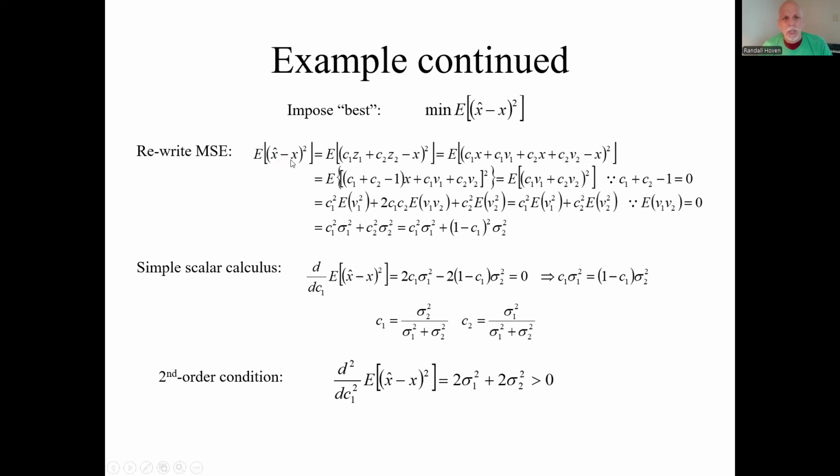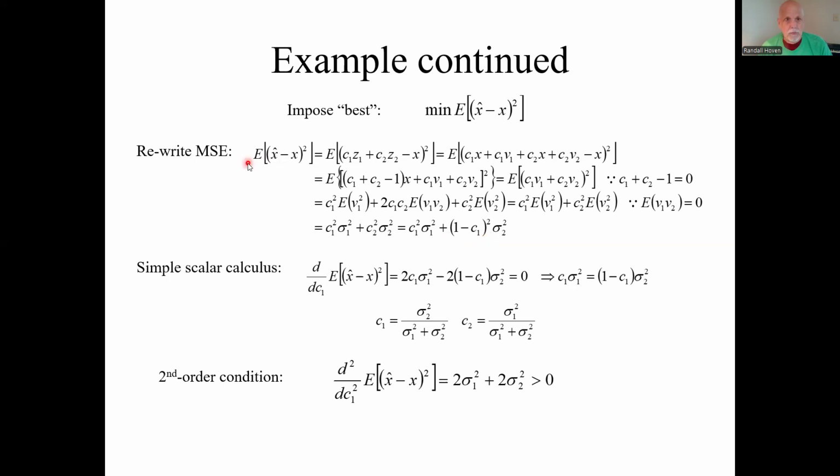And how do we go about doing that? Well, we plug in what the x hat is, you get that. And then we plug in what the z's were, multiply it all out and do some algebra on the way. I'm not going to go through this in detail, but here we get what the mean square error is. So now we can just, by scalar calculus, find the C sub 1 that minimizes this.